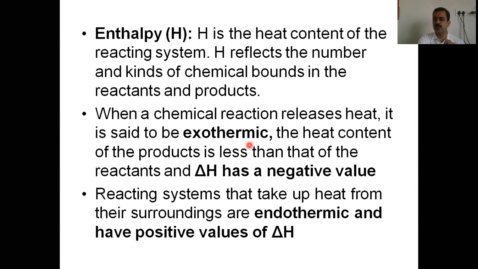When a chemical reaction releases heat, when two reactants react and ultimately the heat energy has been given out, then we say it is an exothermic process. The heat content of the product is less than that of the reactant. The delta H has a negative value.